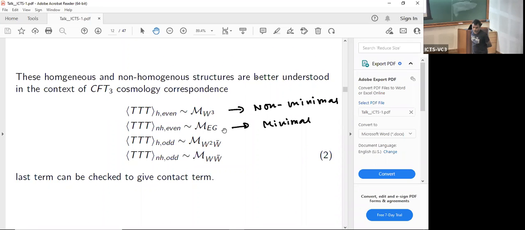W tilde, sorry, this is the epsilon tensor, the 4-dimensional epsilon, contracted.